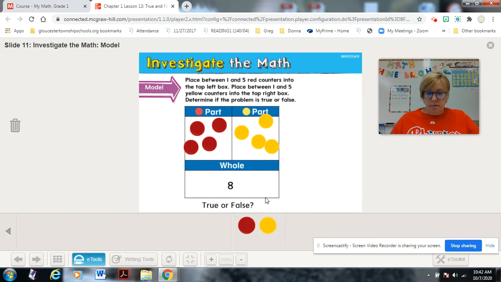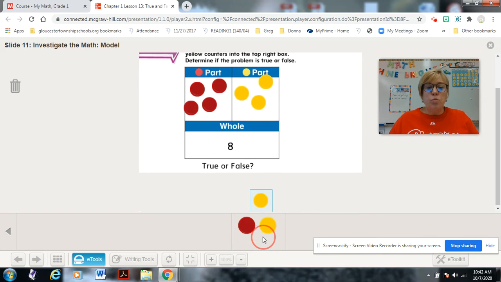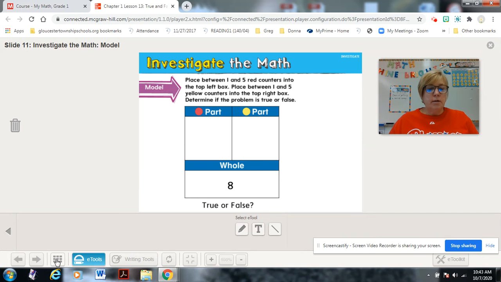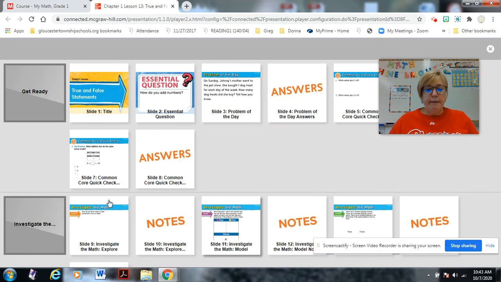And now this would be true. Okay, so that's what we're going to work on today. We are going to practice doing addition number sentences and checking to see if it is a true statement or false. The first time I did this, it was a false statement. The second time I did it, it was a true statement. Okay, so let's continue here.